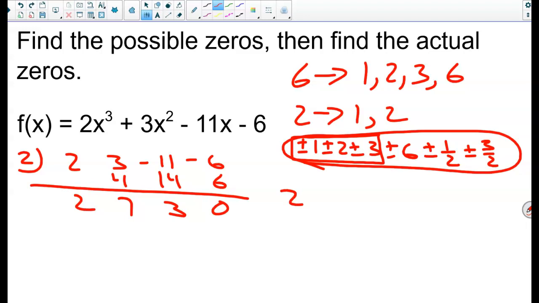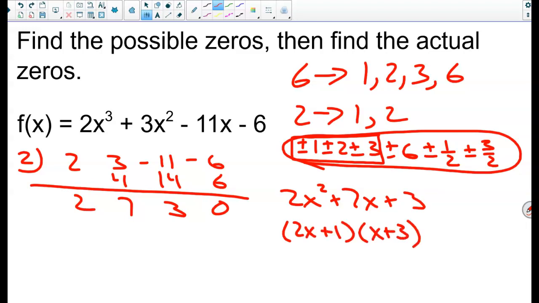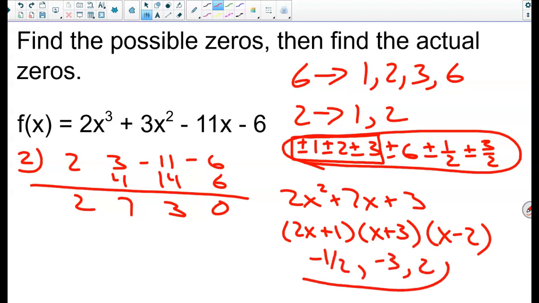I factor to get my others. 2x squared plus 7x plus 3. And that's 2x plus 1 times x plus 3. And I do have to include my other factor of 2 here. Since 2 is a 0, that factor is x minus 2. My 3 zeros: negative 1/2, negative 3 and 2. That's my final answer. When it's an x cubed, I'll only have to synthetically divide once.